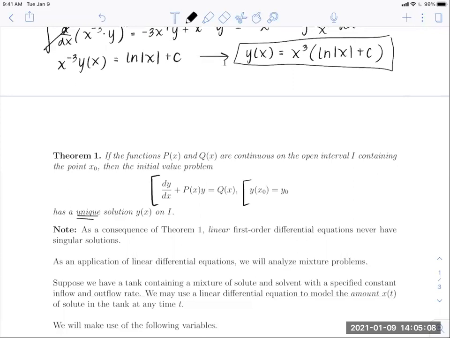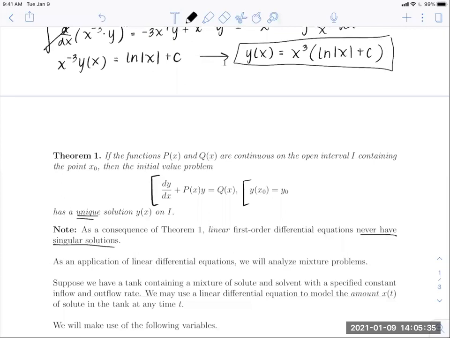So this is just an immediate consequence of the theorem on existence and uniqueness of solutions, specifically for this type. So we always have not only guaranteed existence, but also guaranteed uniqueness of solutions. As a result of this theorem, we know that these types of DEs, that is linear first order DEs, never have singular solutions.